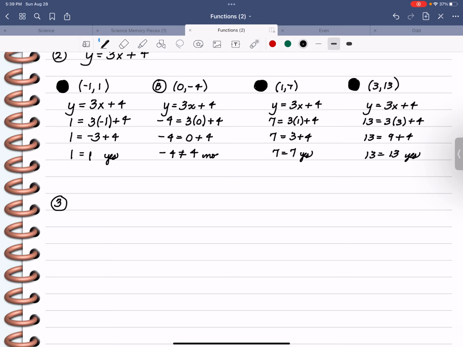Number 3. This one gives us a table of values and then a story. And I made my table too small, sorry. Should have 4 rows of x's and y's. So we have x first, then y, and we have x values 2, 4, 6, and 8 with y values 6, 10, 14.